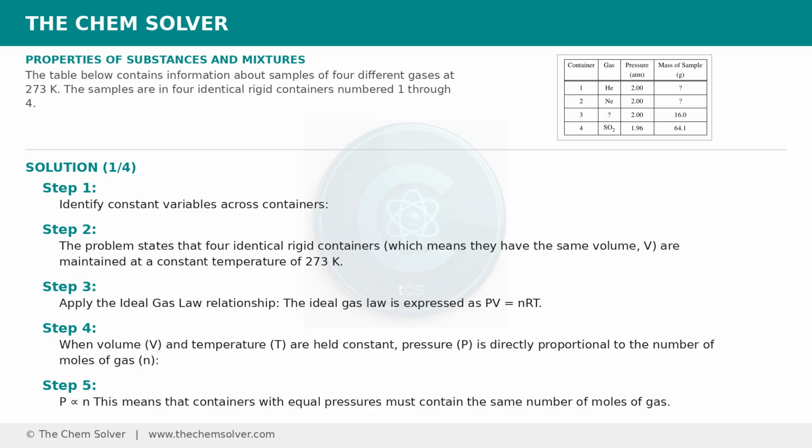Apply the ideal gas law relationship. The ideal gas law is expressed as PV = nRT. When volume, V, and temperature, T, are held constant, pressure, P, is directly proportional to the number of moles of gas, n. P is proportional to n. This means that containers with equal pressures must contain the same number of moles of gas.